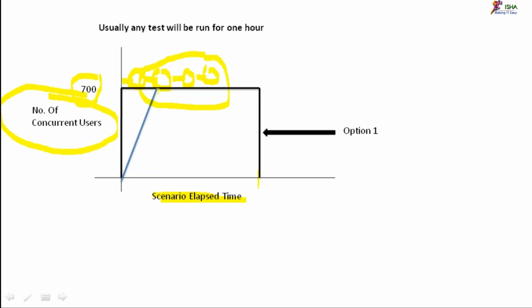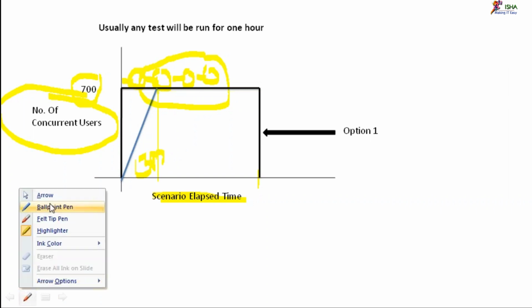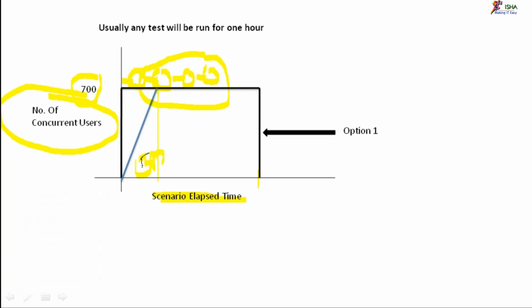And this is the time period. Let's say after 15 minutes of time, all the users have started. Now after 15 minutes into the test, all the 700 users have started. Now once all of them have started, it will run a 1 hour test. You see, the 1 hour test is mandatory. However you have started, the 1 hour test is mandatory.